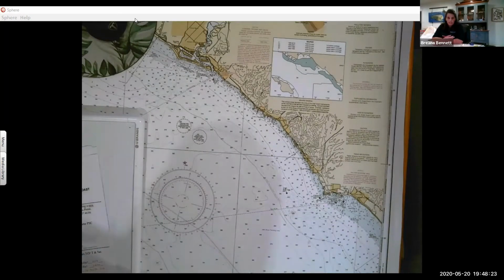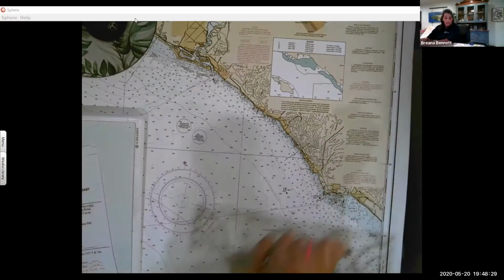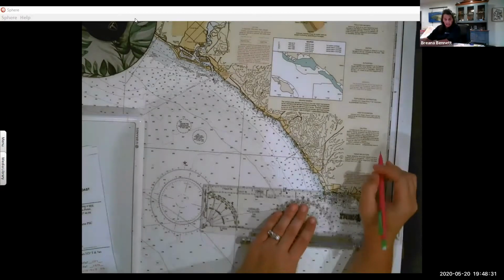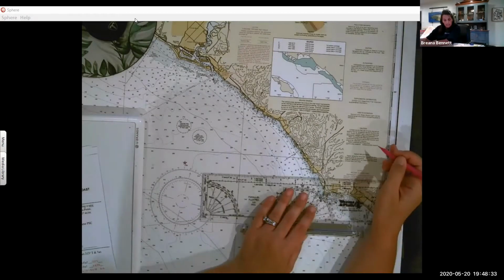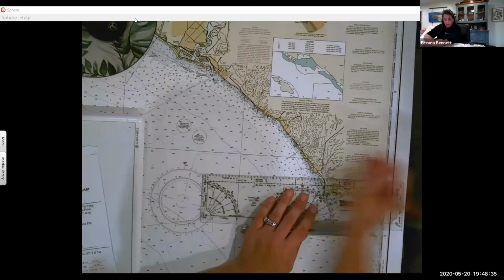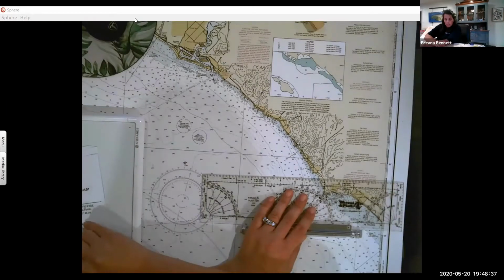Now remember, this is just for training purposes. This is not a real lighthouse. We're naming it fictitious lighthouse, and it gives us a position. So we have 33 degrees, 32.9.